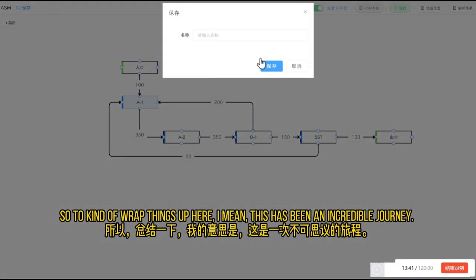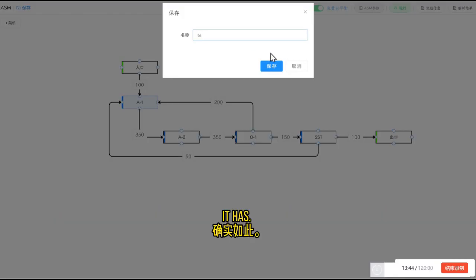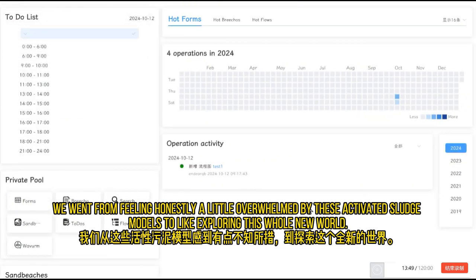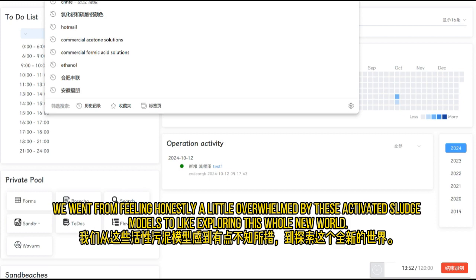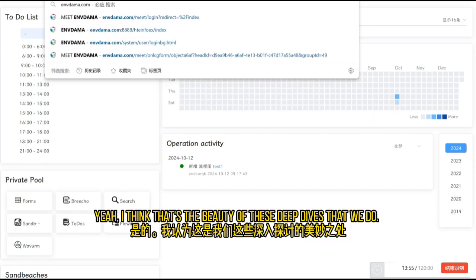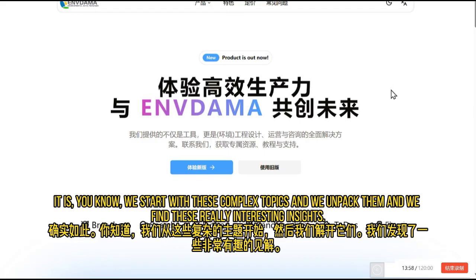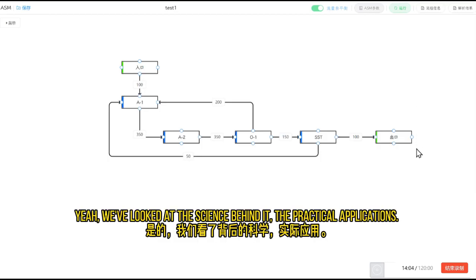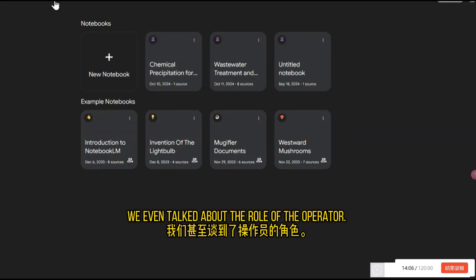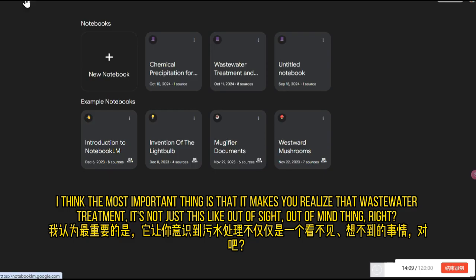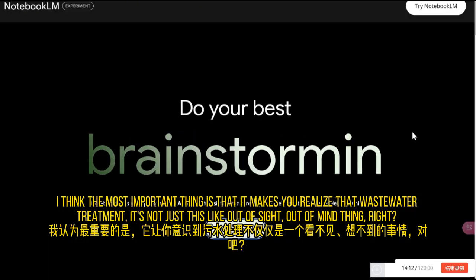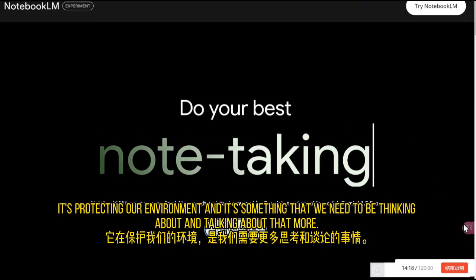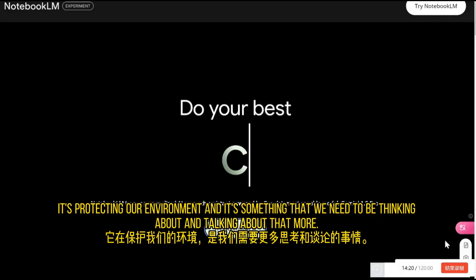So to wrap things up, this has been an incredible journey. We went from feeling a little overwhelmed by these activated sludge models to exploring this whole new world. That's the beauty of these deep dives. We start with complex topics, unpack them, and find really interesting insights. We've looked at the science behind it, the practical applications, and even the role of the operator. The most important thing is that it makes you realize wastewater treatment is not just out of sight, out of mind. It's crucial. It's protecting our environment, and it's something we need to be thinking about and talking about more.